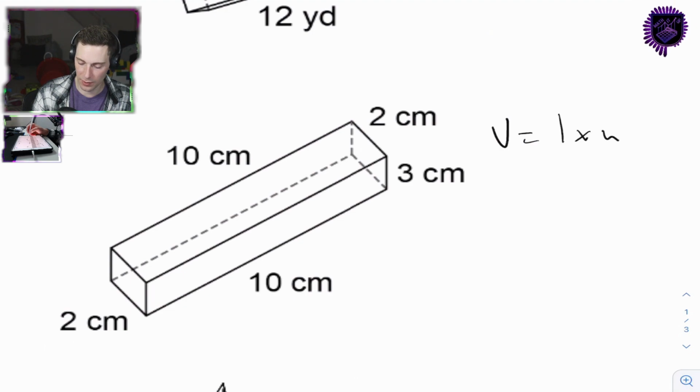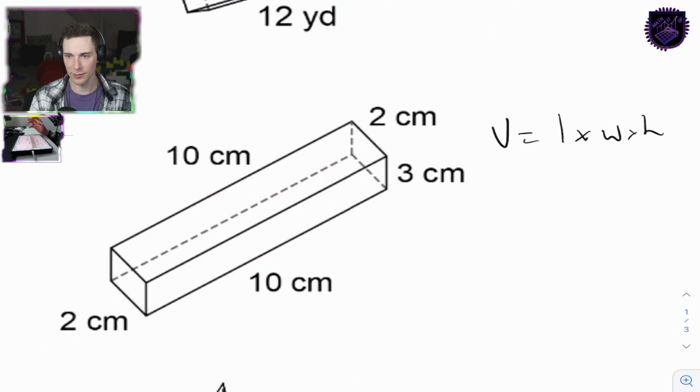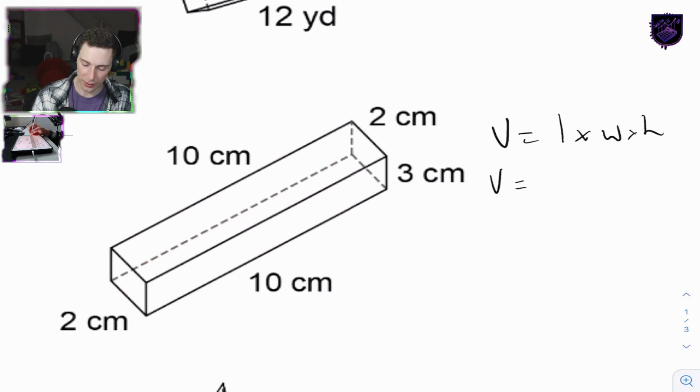Last one for rectangular prisms, which is the volume will be equal to the area of the base times the height. But who knows what the base is? Is this the base? Is that the base? Whatever. Length times width times height. So let's put our numbers in. Volume will be equal to 2 times 3 times 10. Volume is equal to 60 centimeters cubed.